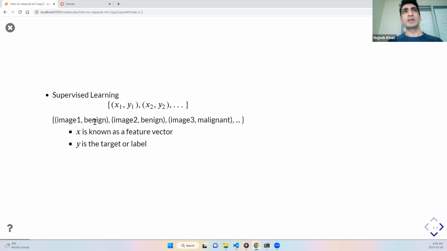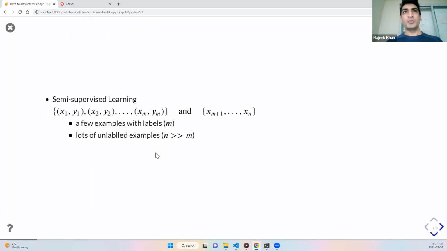So we have three images, each with a label which says either benign or malignant. Usually the X part in this pair is called the feature vector. Later on, we will be discussing a lot about feature vectors, so it's good to know that the input part of the pair in an example is the feature vector. The second thing is the label that we predict, or the target that we predict. So X is the feature vector, Y is a label or a target. That was the supervised learning problem.